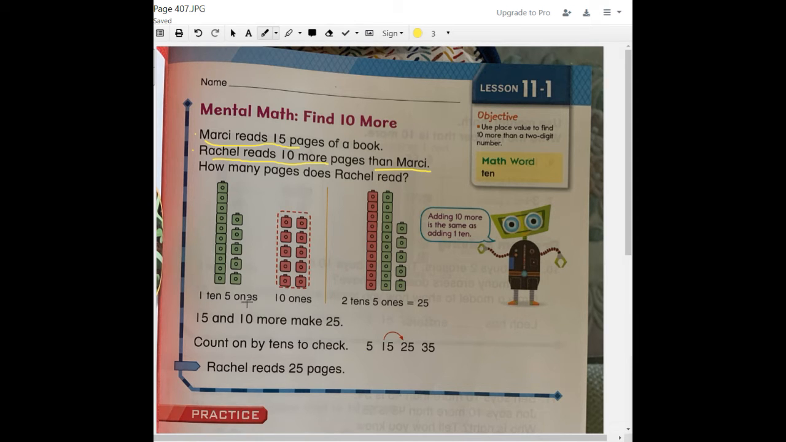Over here is showing us in total is 25, and over here in total is 25. Over here is showing you 1 ten and 15 ones, and over here is showing you 2 tens and 5 ones, because you could see that it's all individual here.